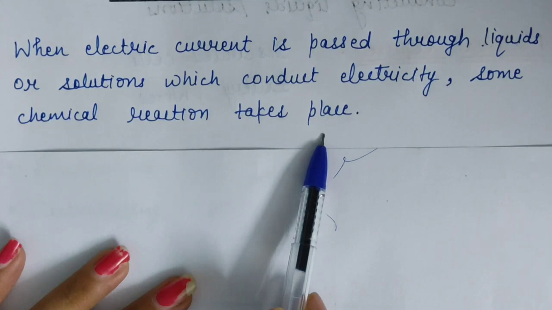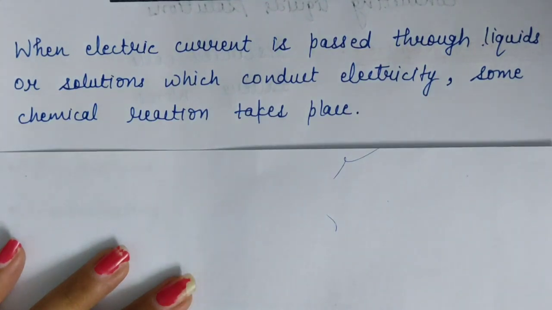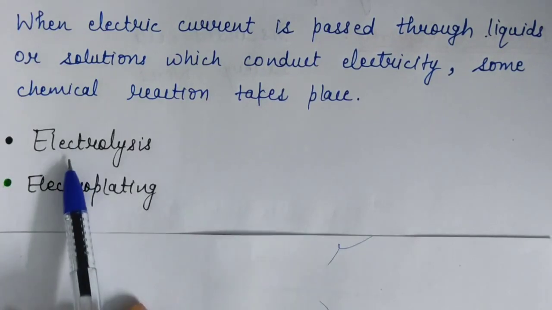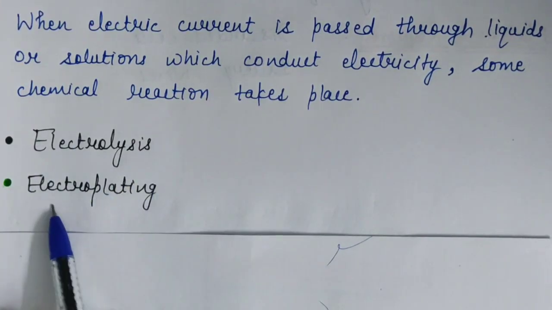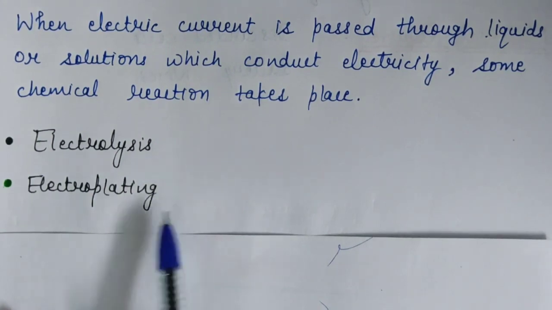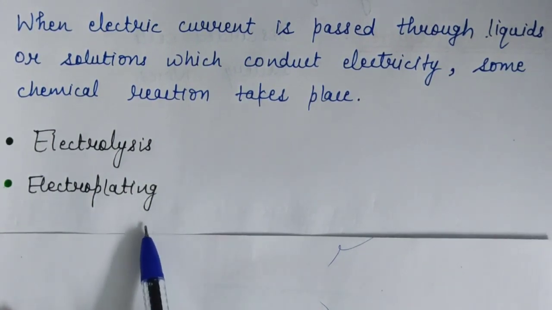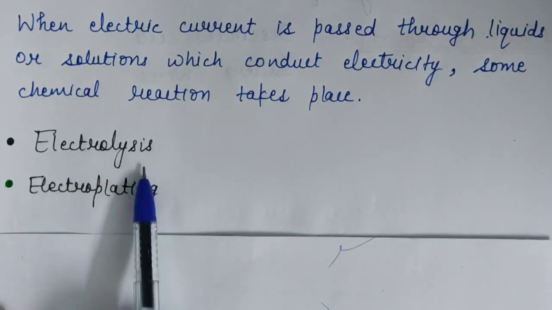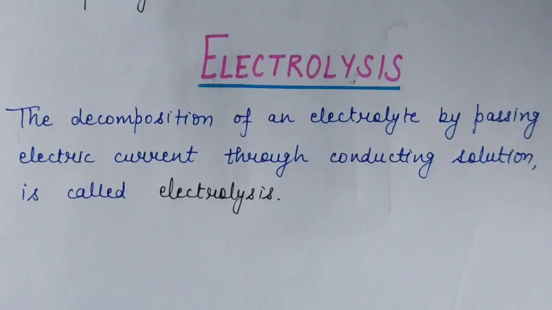And two processes illustrate this chemical effect of electric current, which are electrolysis and electroplating. These are the two processes which describe the chemical effect of electric current. So we will study now electrolysis. To understand more about electrolysis, let us perform an activity.